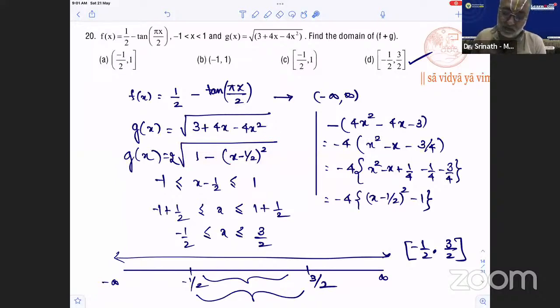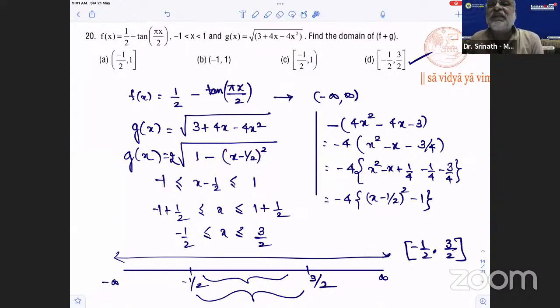So if this g of x has to be properly defined, this has to be non-negative. For example, instead of this 1, let us say it is 9. Then what should happen? Then this x minus half must lie between minus 3 and plus 3. That is how we take.